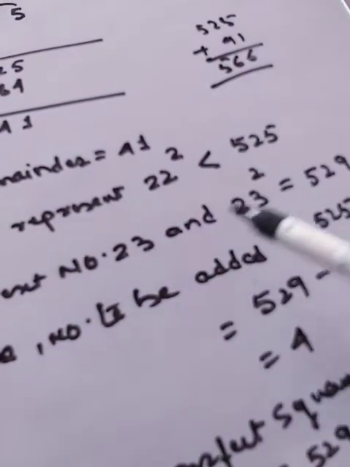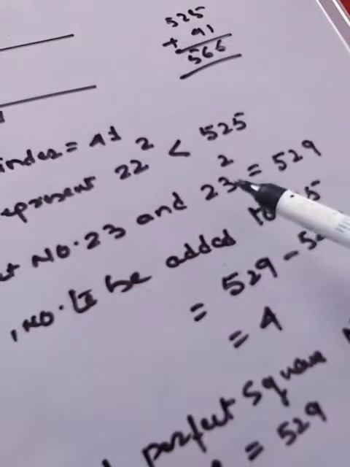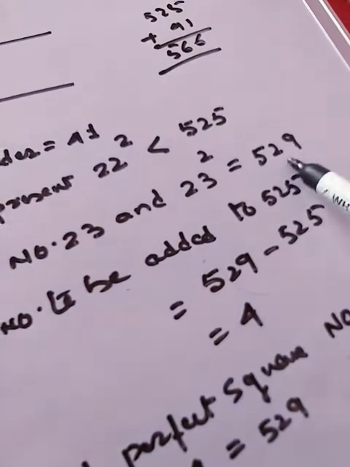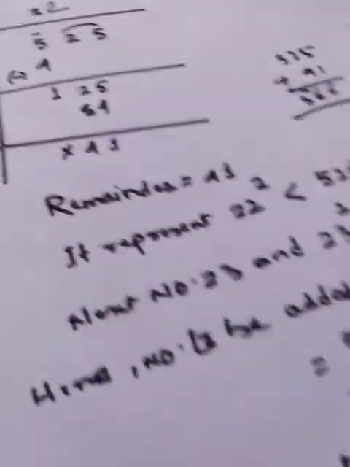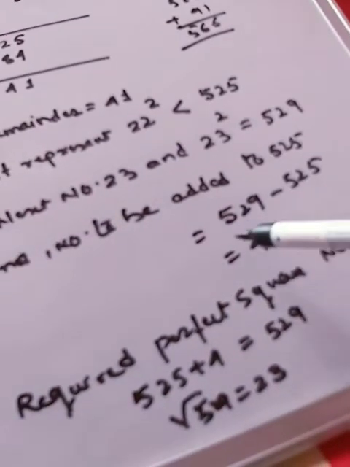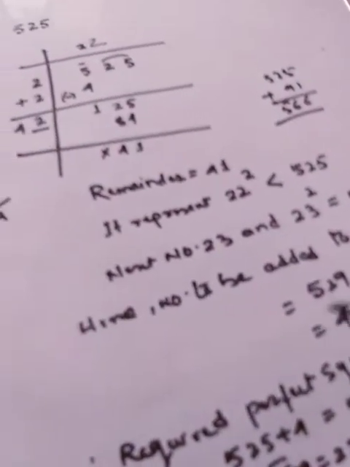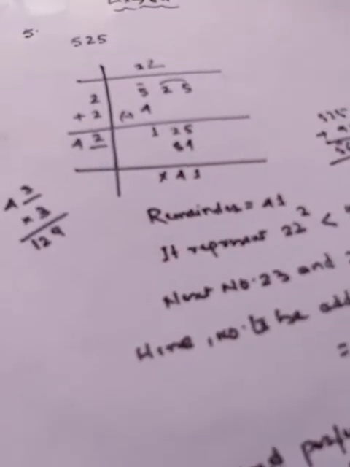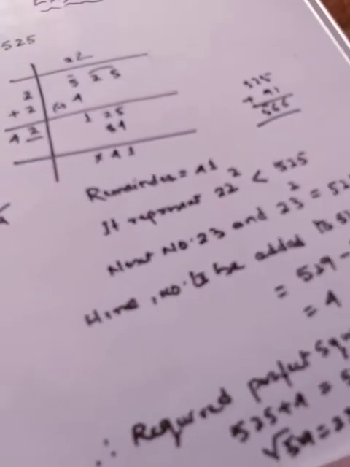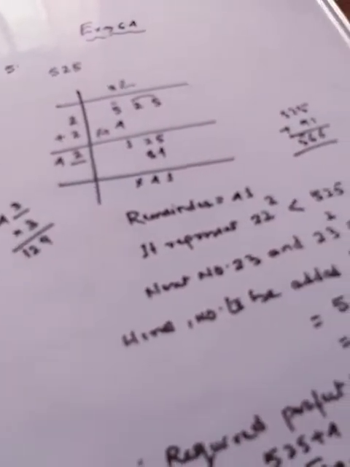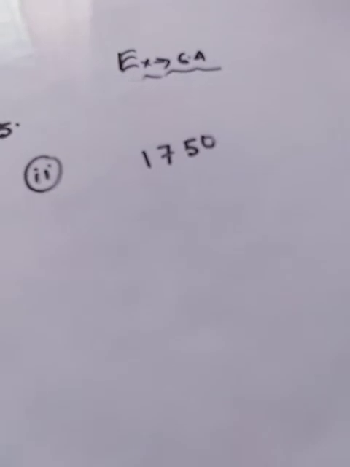Then you have to see the next number and you have to see the square of that number. From that you have to subtract this particular number so that you can get the smallest least number. Okay, so let's do another sum. That is sum number 2.